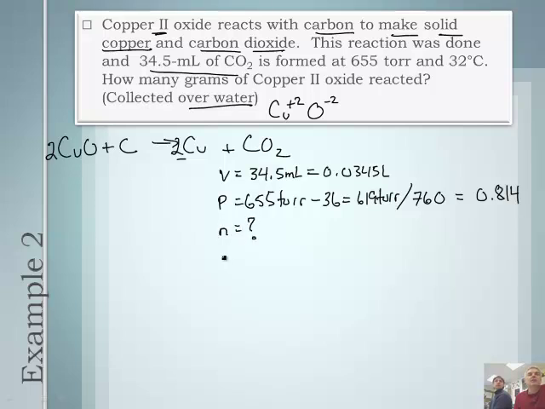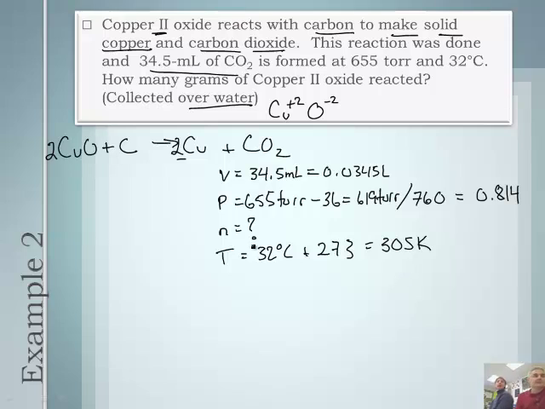PV equals nRT. We don't know n, but we do know our temperature. That was 32 degrees Celsius plus 273, which is 305 Kelvin. So we have everything to do the ideal gas law.